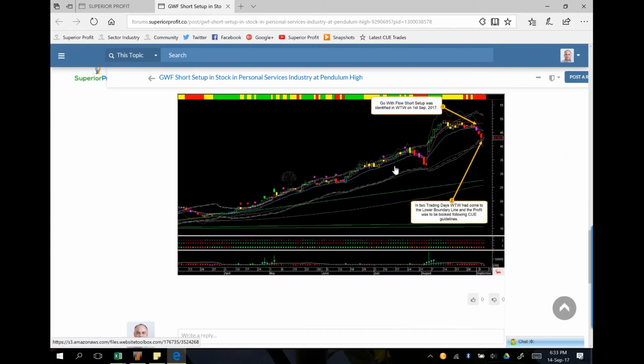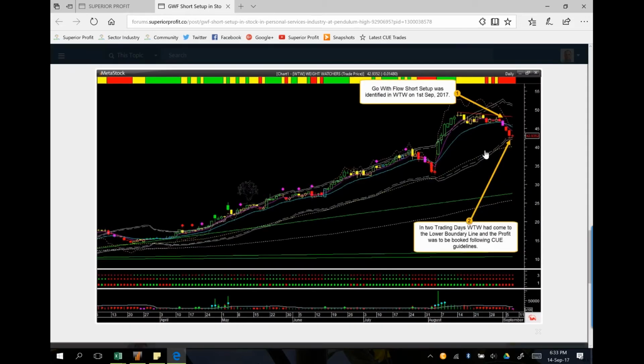How did the trade work out? I had posted the trade on this day. In 3 days it hit the lower boundary and profit was booked.